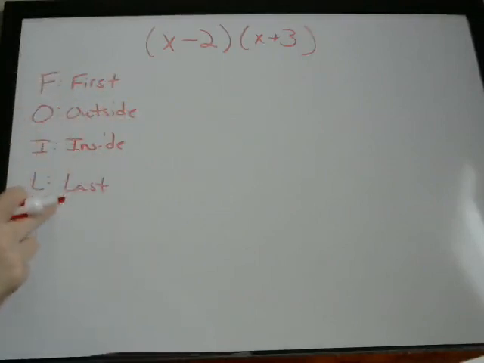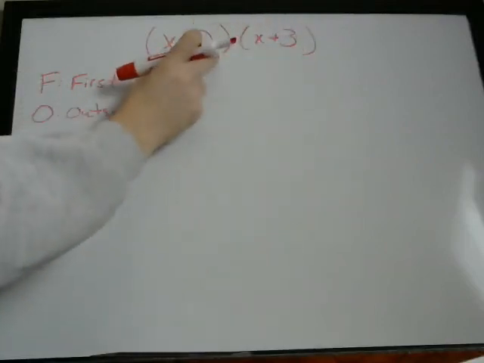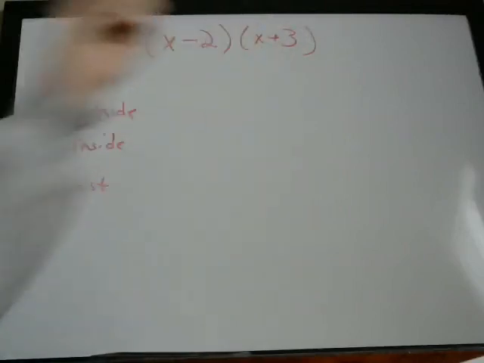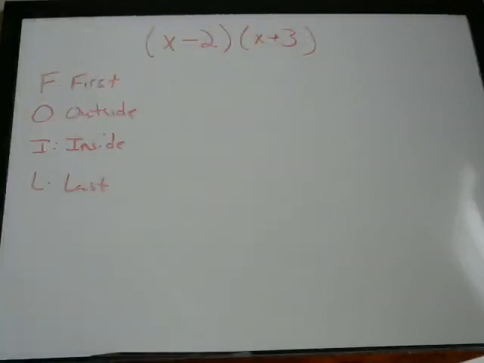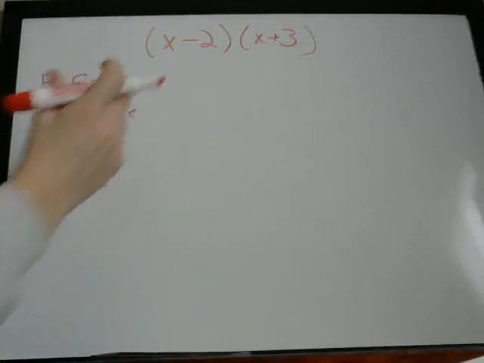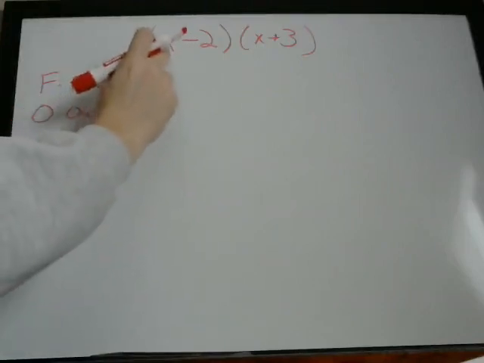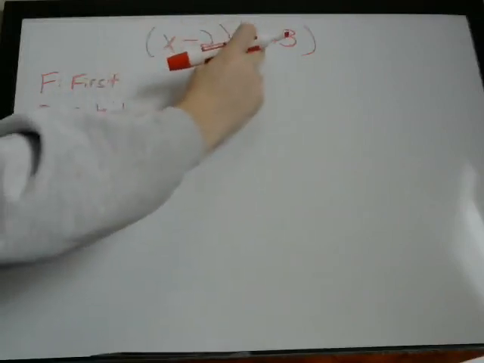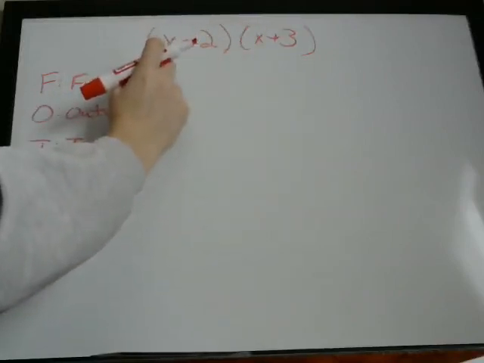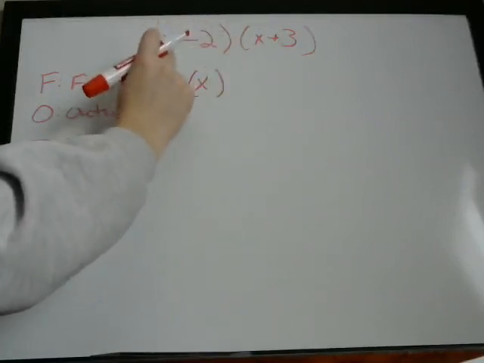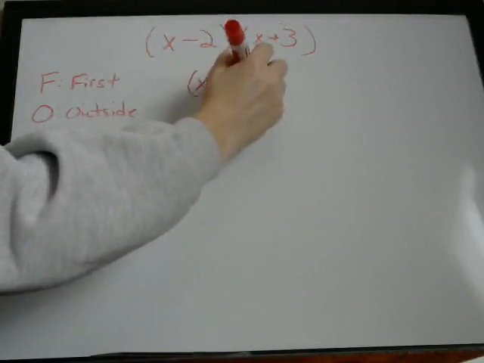First, outside, inside, last. When you have something like this, where there's just two components to the binomial or even a polynomial, you can use this thing called FOIL. First, outside, inside, last. And all that means is it's an easier way to do the multiplication. So first, you take the first part of each of the parentheses and you multiply them together. So here we have x is the first part, and here again we have x.